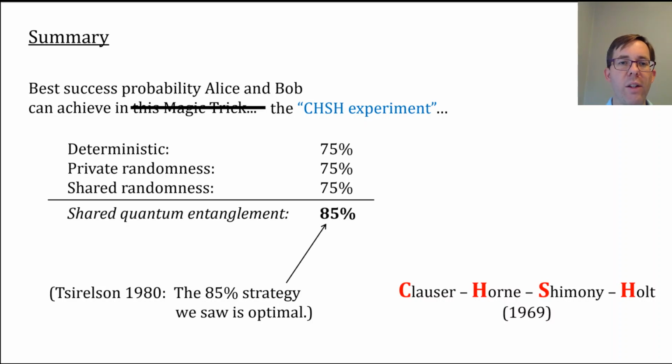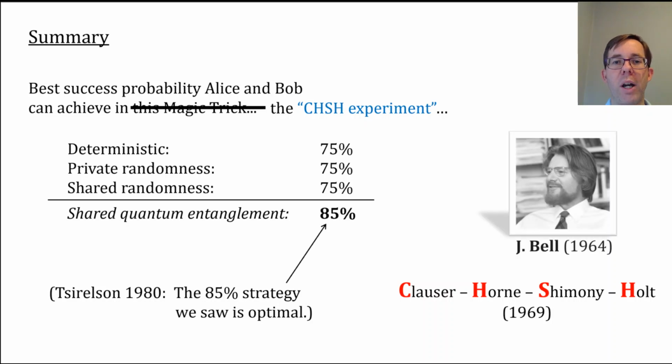Let me also mention why it is called the CHSH experiment. Well, it's named after four scientists whose surnames start with CHSH. This is Clauser-Horne-Shimony-Holt. This is from 1969. What CHSH did in 1969 was actually just a relatively minor variant of a similar experiment that was proposed by John Bell in 1964. And Bell was the one who really came up with the idea of having an experiment that would, in this way, drastically and dramatically highlight the difference between what you could do with shared classical randomness versus shared quantum entanglement.